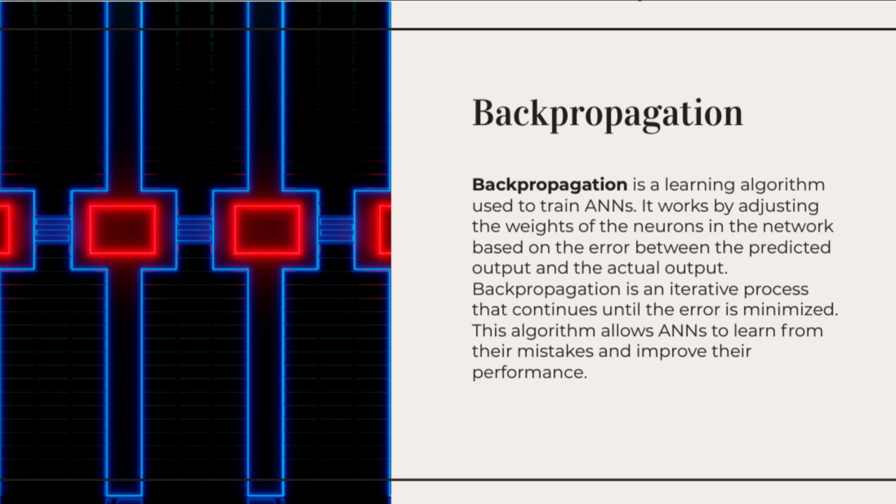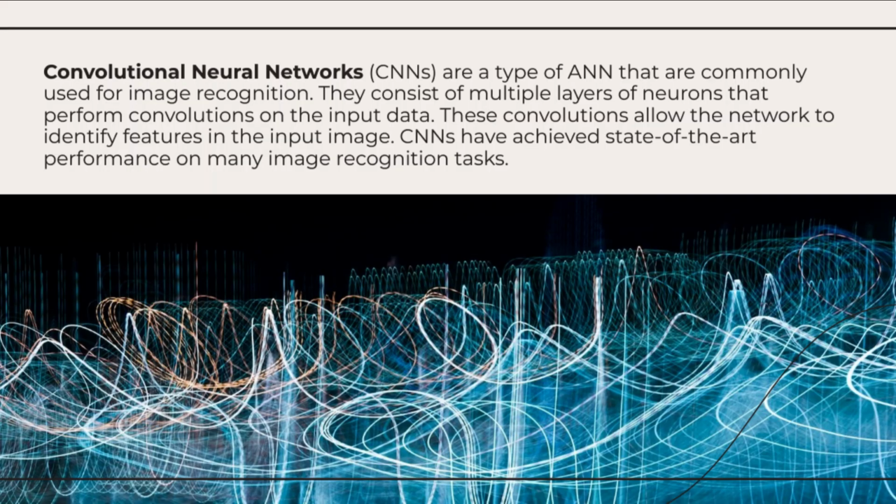6. Training and backpropagation. Explain the training process of neural networks using backpropagation. Discuss the concepts of loss functions, gradient descent, and how the network learns by adjusting weights and biases based on the calculated errors.